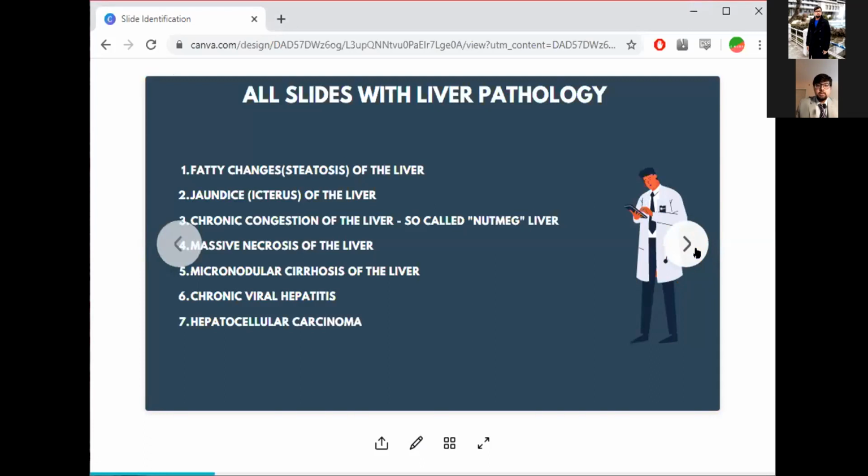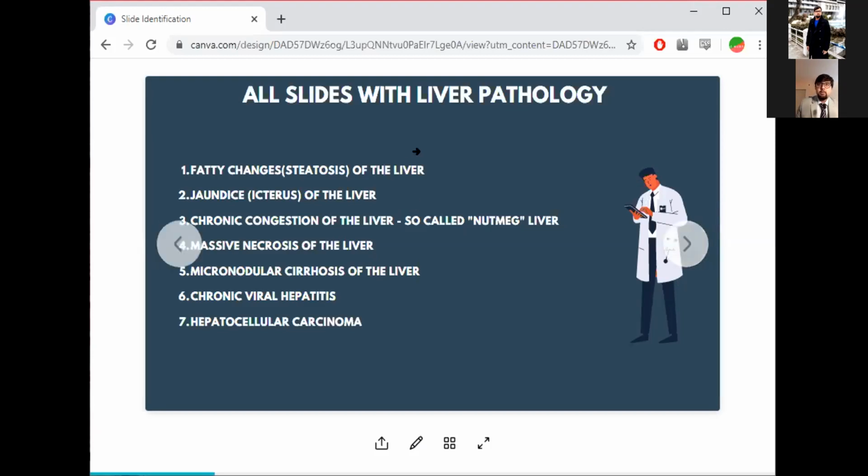So these are all the slides with liver pathology right now. There are 7 of them. Now, if you look at number 6 here, that's called chronic viral hepatitis. The issue is that there's something called acute viral hepatitis as well. And if you look at the slide just above that, it's called micronodular cirrhosis of the liver. Now, the issue is that cirrhosis is of both types. There's micronodular, macronodular, and then it can be combined micro and macronodular. So even if you get the slide cirrhosis of the liver, I'll be able to teach you whether it is micronodular or macronodular, because the difference is very, very small and it is almost obvious.